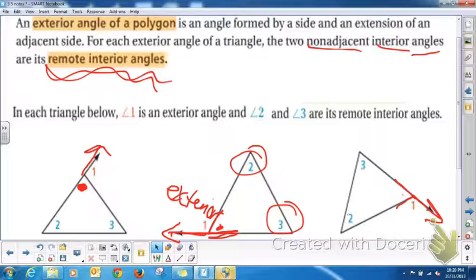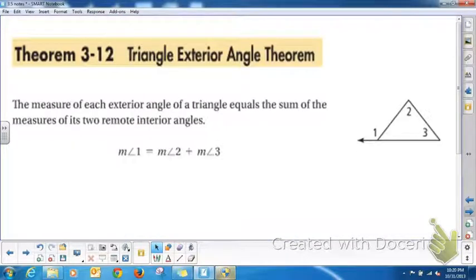They are non-adjacent. So you might guess that this is where our next theorem is going to come from. Because angle 1 and the one that's right next to it together equal 180, this is where our next theorem stems from. This one's called the triangle exterior angle theorem. The measure of each exterior angle of a triangle, so angle 1, that's the exterior angle, is equal to the sum of the two remote interior angles, these added together. So the measure of angle 1 is equal to the measure of angle 2 plus the measure of angle 3.